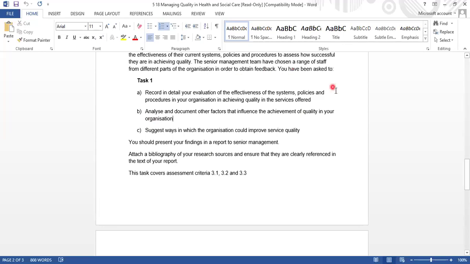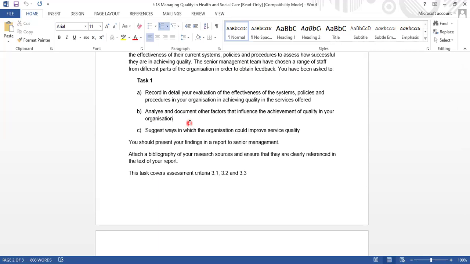So systems, policies, and procedures are there, but other factors could be maybe your finances within your organization, resources, skills needed, perception, information sharing, and procedures. Anything that you can talk about, because this is to improve the quality of your organization.